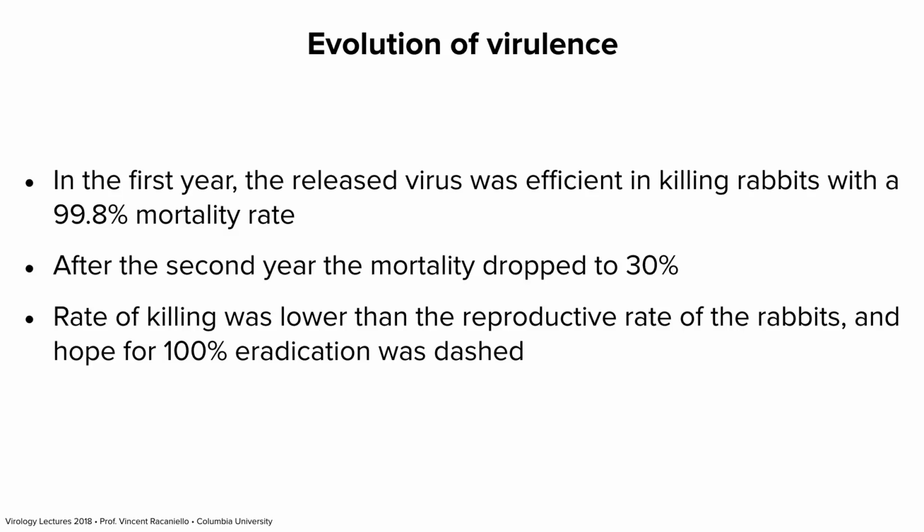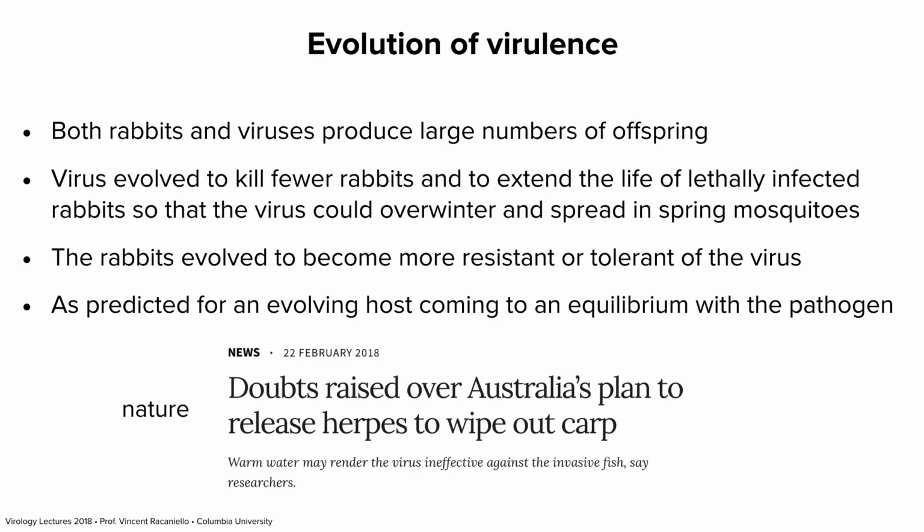Because if you kill the rabbit quickly, the mosquito is not going to pick up the virus. So if the rabbit lives longer, there is a better chance of a mosquito picking it up, and that's the selective force for whatever virus mutation is causing less virulence in the rabbits. So the end story here is that both rabbits and viruses reproduce to quite high levels. So this can happen very quickly.